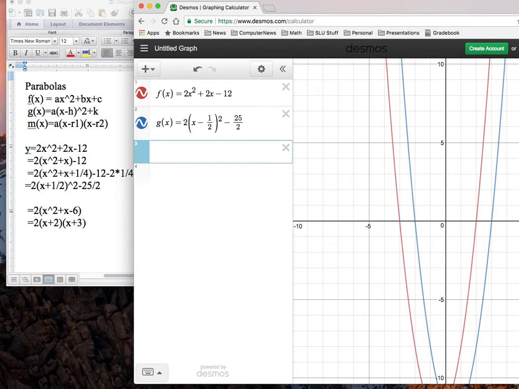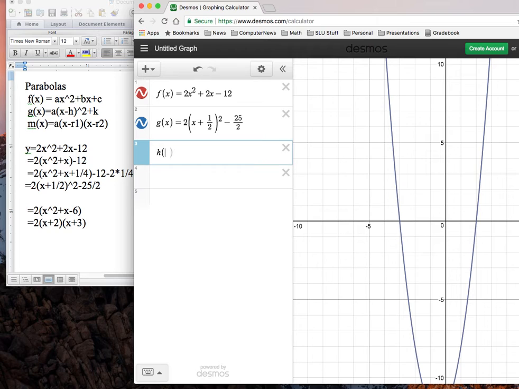And I'm looking and seeing that's not the same thing, so I have to compare notes. And it wasn't minus 1/2, it was plus 1/2. So if I don't get the same thing, I want to check back to see if I made a typing error. And h of x equals 2 times x plus 2 times x plus 3.